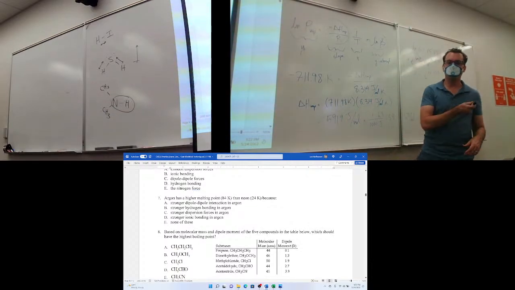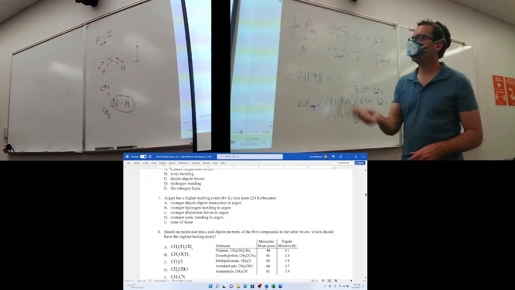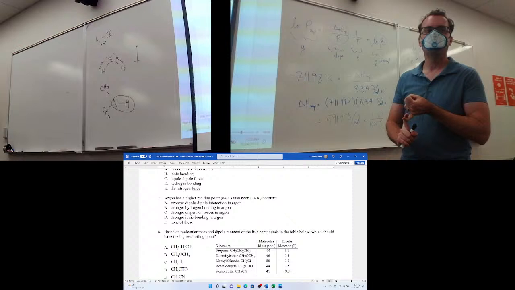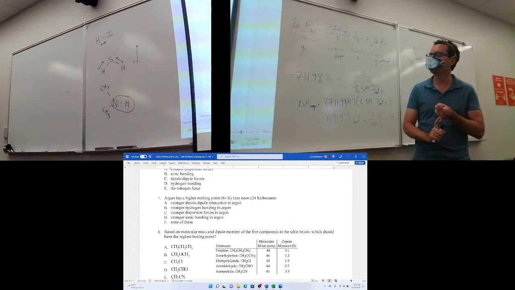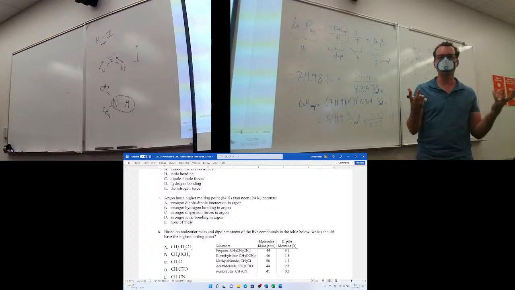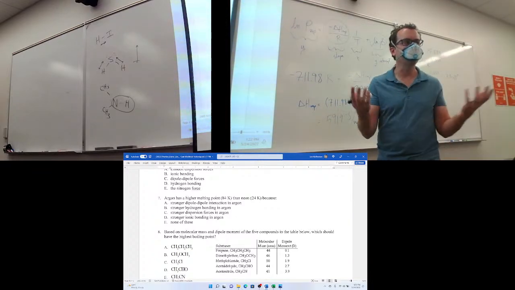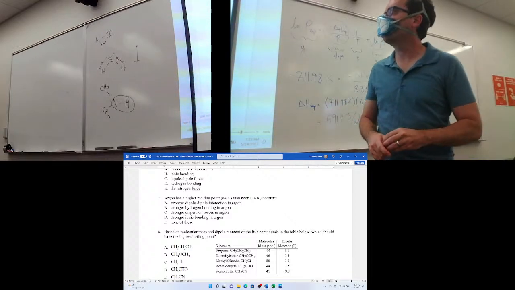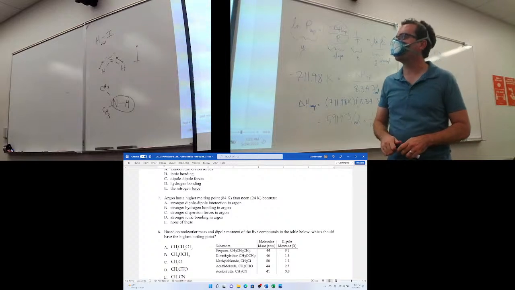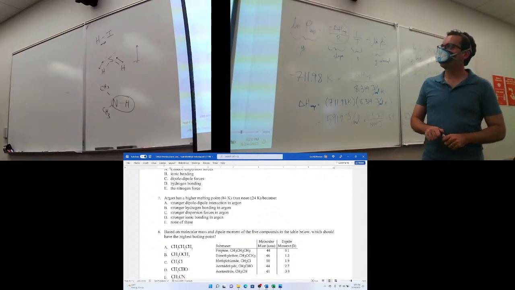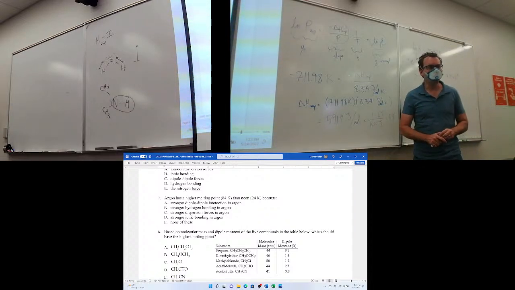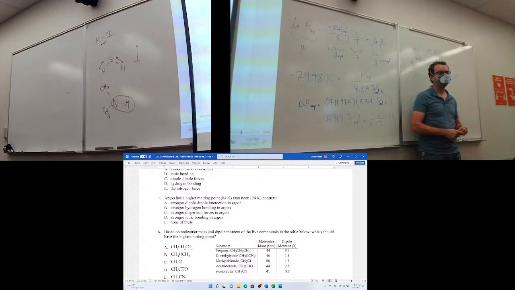Number 7, argon has a higher melting point than neon because of stronger dipole-dipole interaction. There's no dipole. Neon and argon are both atomic gases. There's no polar bond. There's no bond. They're just neutral atoms floating around. There's no hydrogen, so there's no hydrogen bonding. Stronger dispersion forces in argon. So why does argon have stronger dispersion forces than neon?